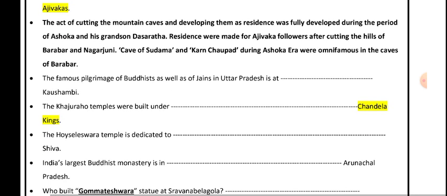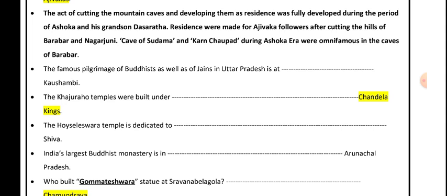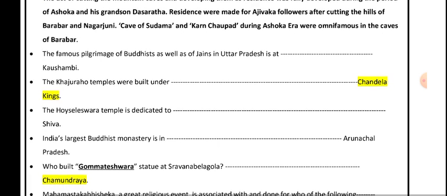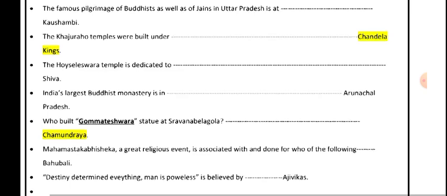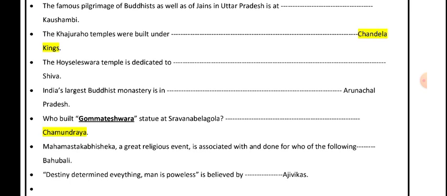The act of cutting mountain caves and developing them as residences was fully developed during the period of Ashoka and his grandson Dasharatha. Residences were made for Ajivika followers after cutting the hills of Barabar and Nagarjuni, including the Sudama cave. The Karn Chopar caves of the Ashoka era were famous in Barabar. The famous pilgrimage of Buddhists as well as Jains in UP is at Kosambi.